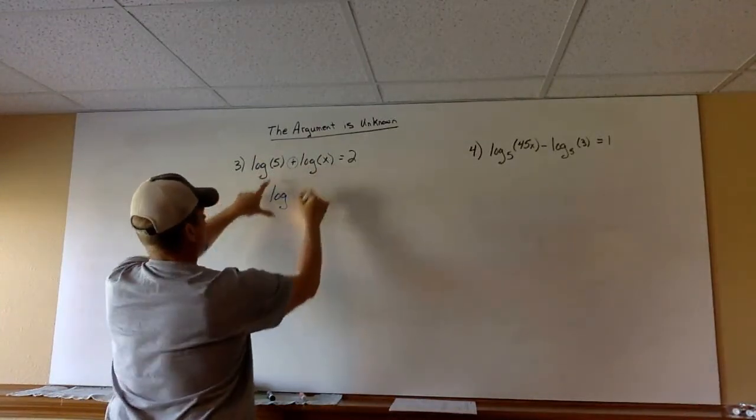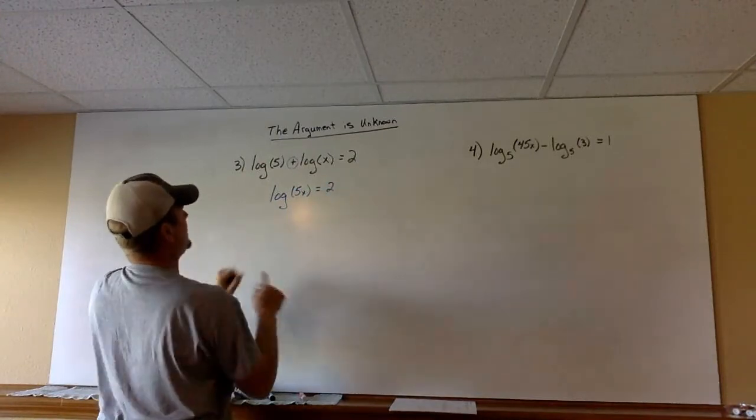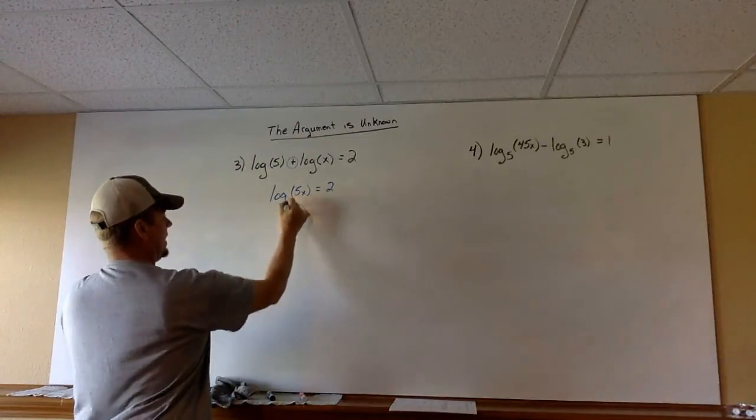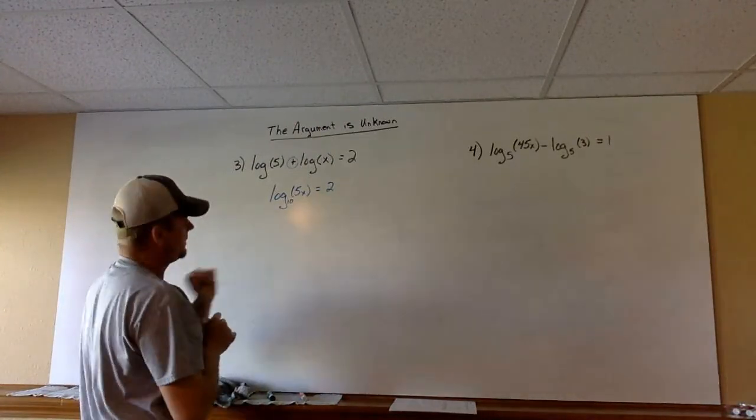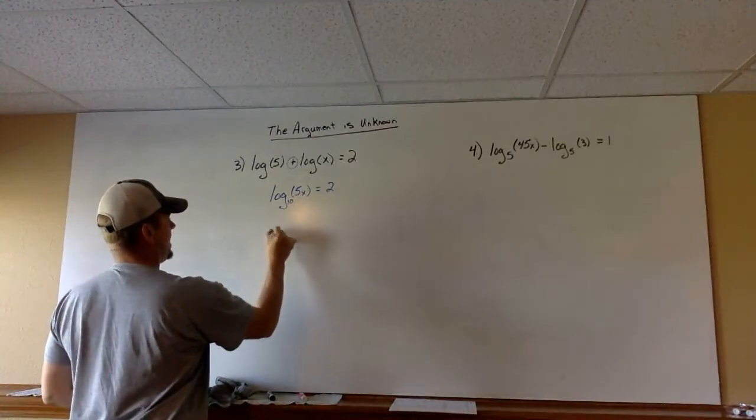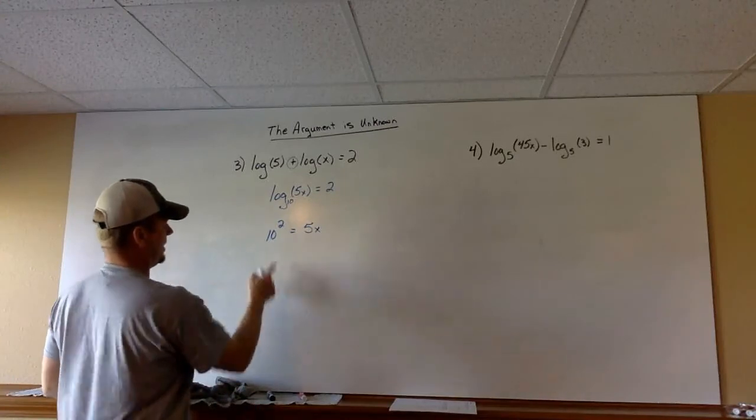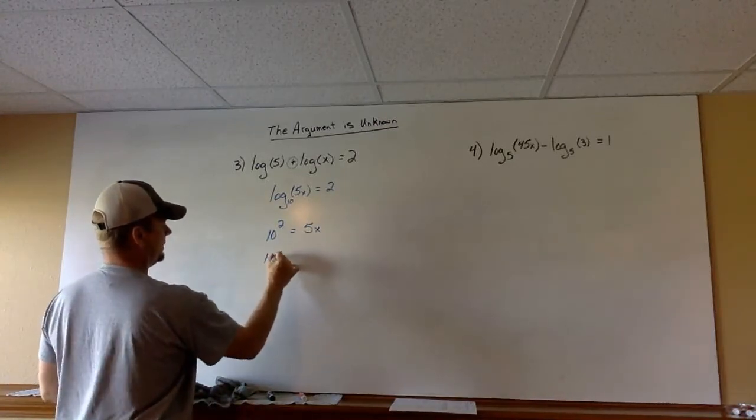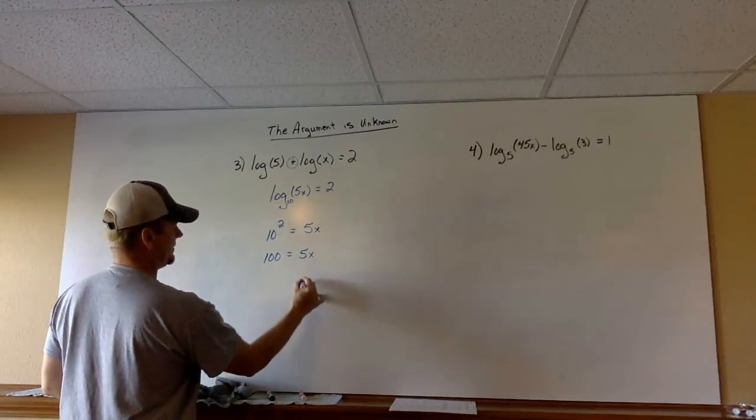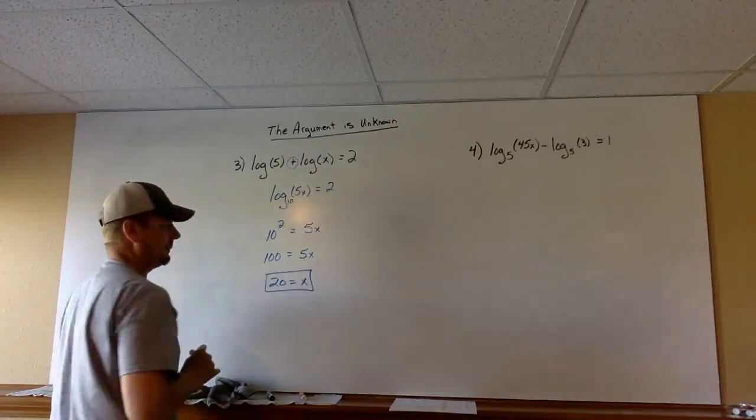But 5 times x gives me a 5x equals 2. Now I have one log equaling a number, and that invisible 10 is there. Now I can rewrite this in exponential form. So I can say 10 to the exponent equals the argument. Well, I know 10 squared is 100 equals 5x. So I have to divide both sides by 5. So x must equal 20 in that example.